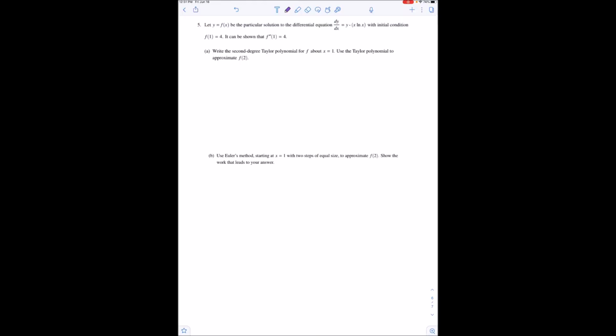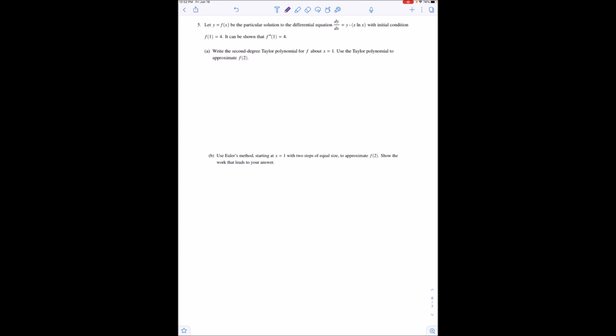Free response time. Let y equals f of x be the particular solution to the differential equation dy/dx equals y times x ln x, with the initial condition f of 1 equals 4. It can be shown that f double prime of 1 also equals 4. Now we have to write the second degree Taylor polynomial for f about x equals 1, and then use that to approximate f of 2.